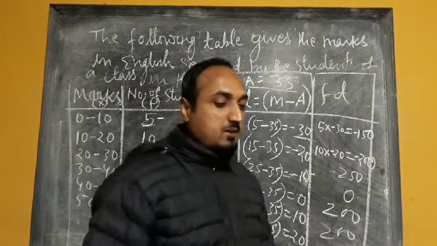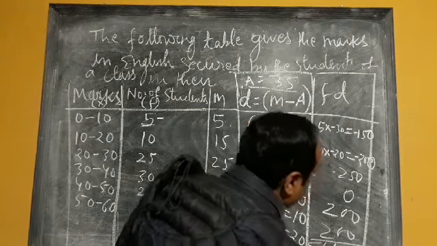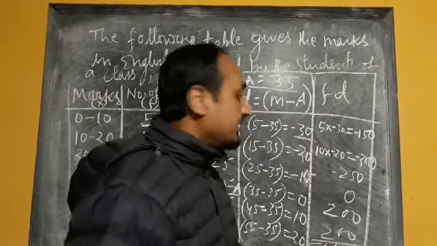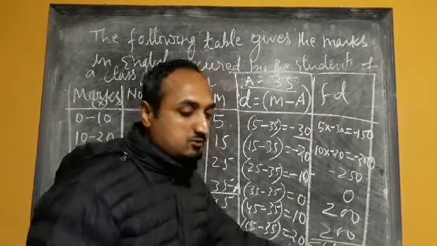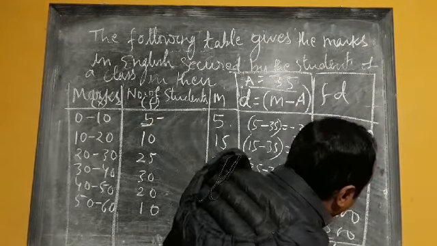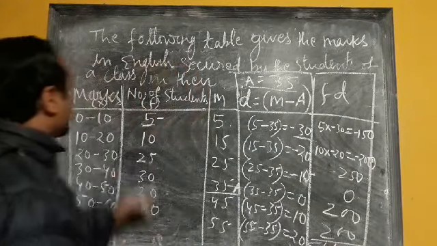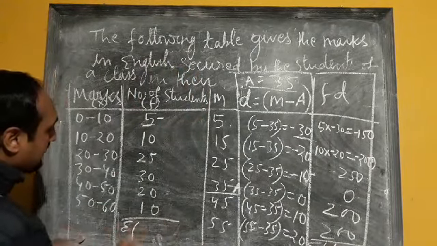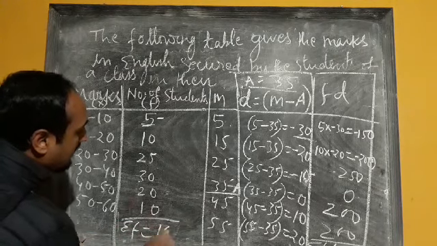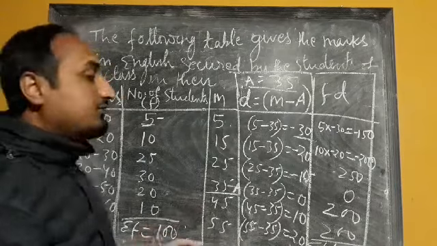Now we have to find summation fd. Summation fd means whatever the values of fd we have obtained, if we add them, we will get summation fd. So summation fd we are getting minus 200, and summation f we have 100.